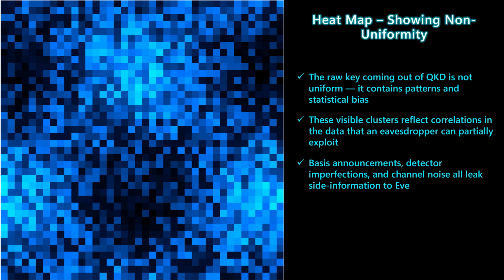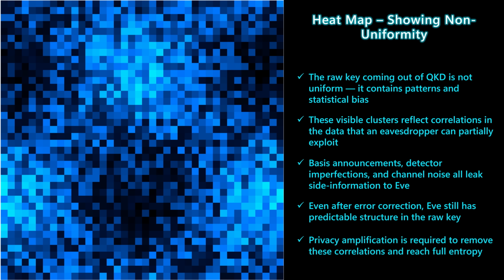Let's start by looking at what the raw key actually looks like right after a QKD session. This heat map shows the distribution of bit values before any security processing. And as you can see, it's not uniform. There are visible clusters and patches of structure. And that's a problem. These patterns reflect statistical bias in the key.